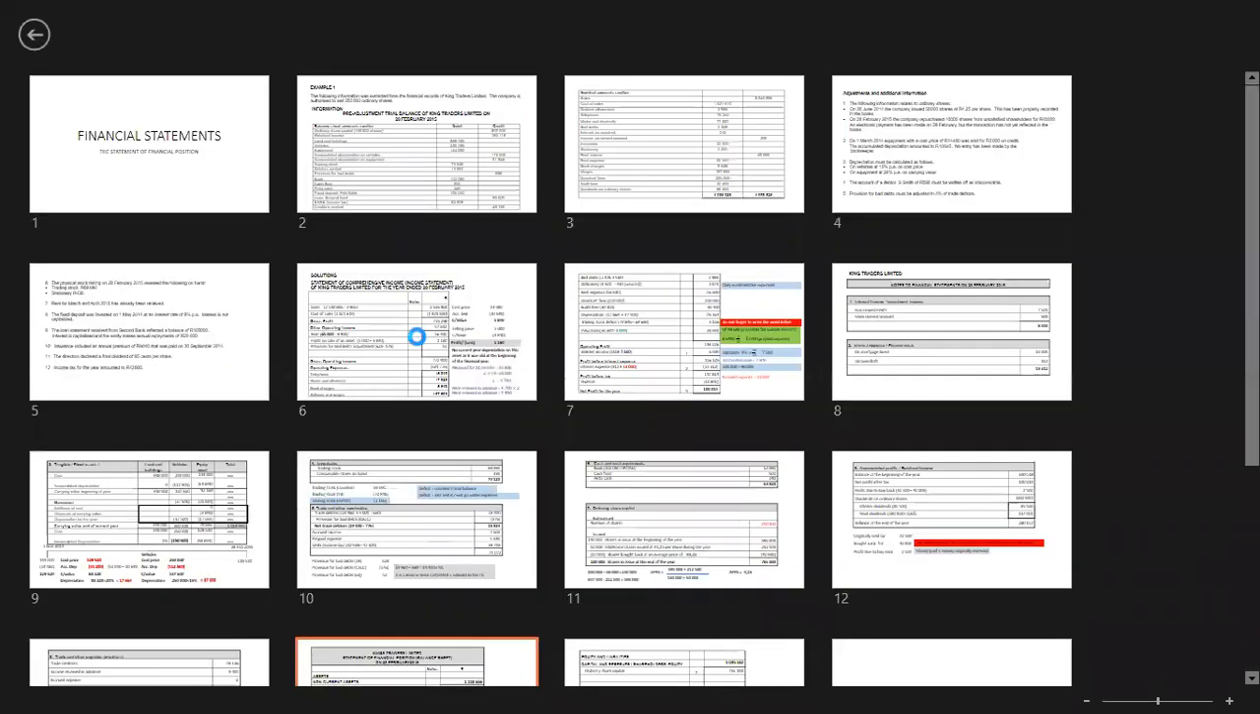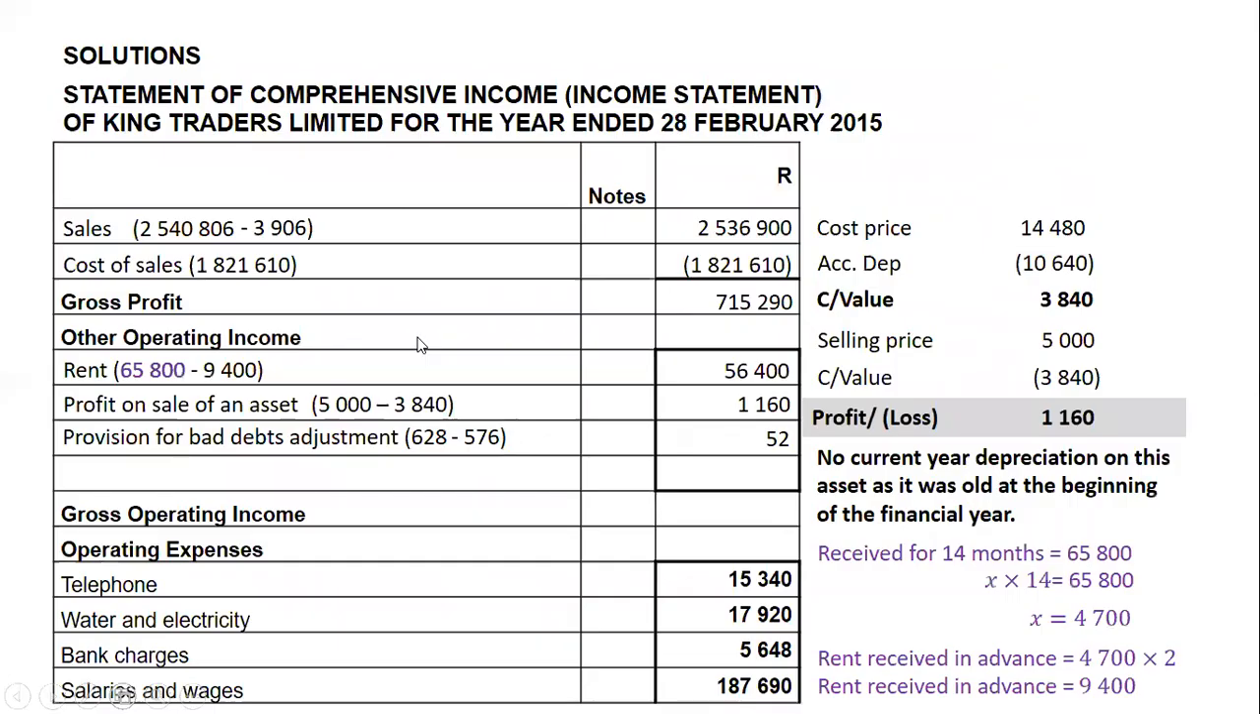Start with my income and everything. I'll just add my income. It will give me a total of 57,612. You add it with your gross profit. So other operating income will be added with gross profit of 715,290. It'll give me gross operating income of 772,000.